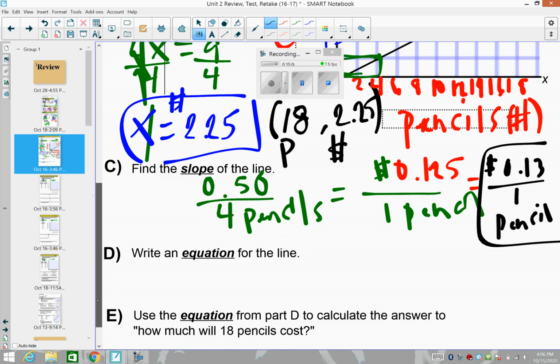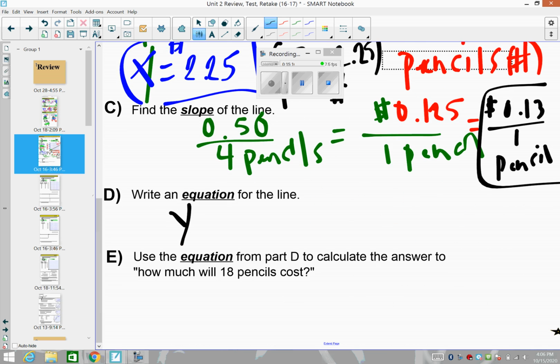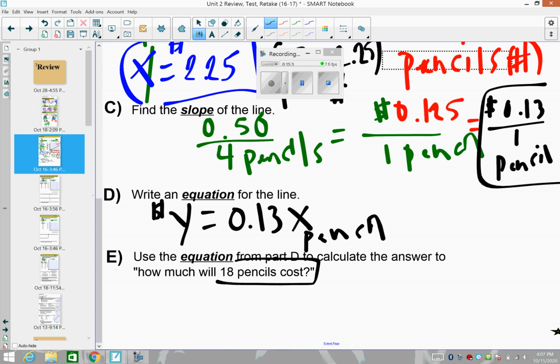So the equation then would be y equals, the cost is equal to 13 cents per pencil. That would be our equation. The y-intercept there is at 0 because it's proportionate, and we know that there isn't a cost for 0 pencils. So use the equation from part D to calculate your answer. We should be getting the same answer that we got from the table and the graph. That's part of this learning target, is prove that your answer for table and graph is the same.